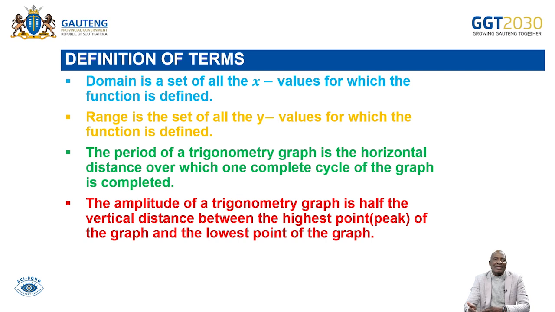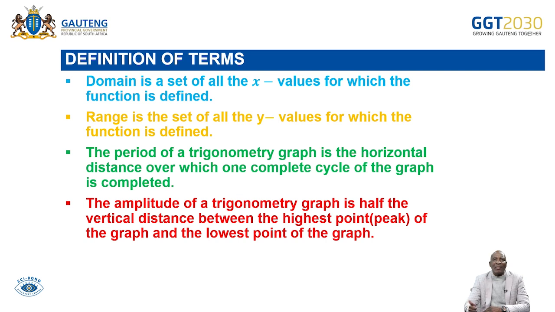So the period of a trigonometric graph is the horizontal distance over which one complete cycle of the graph is completed. Then the amplitude of a trig graph is half the vertical distance between the highest point, which is the peak of your graph, and the lowest point of the graph. So these four are very crucial when you are studying these trigonometric functions.